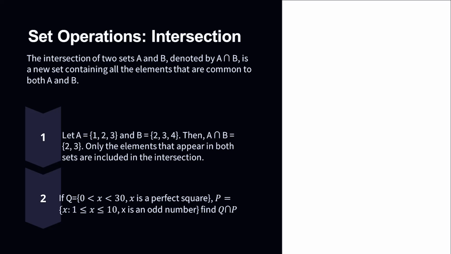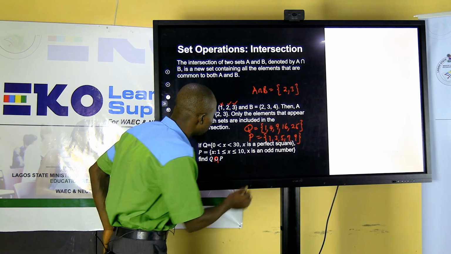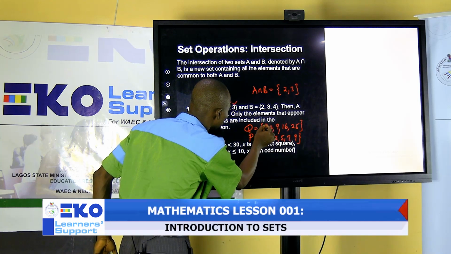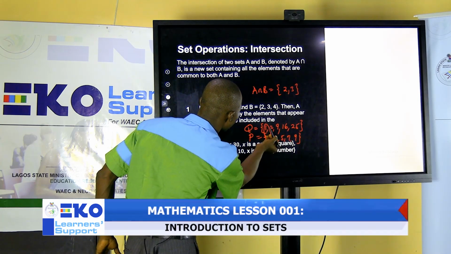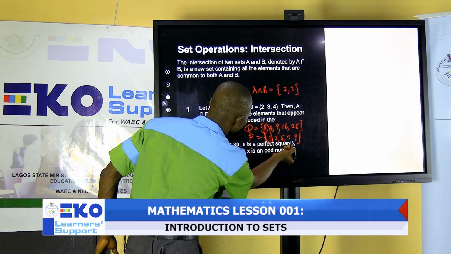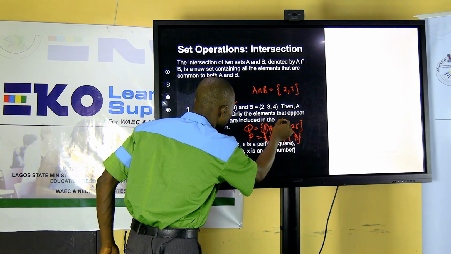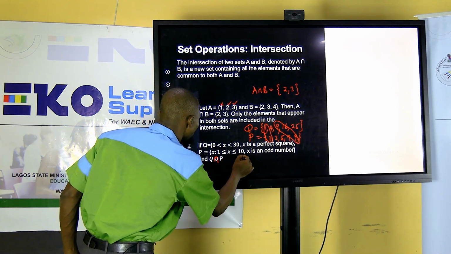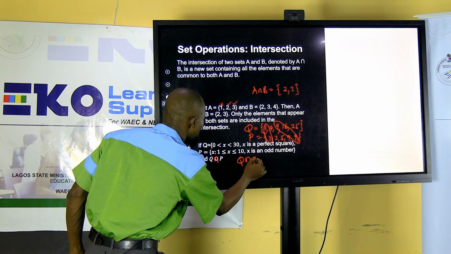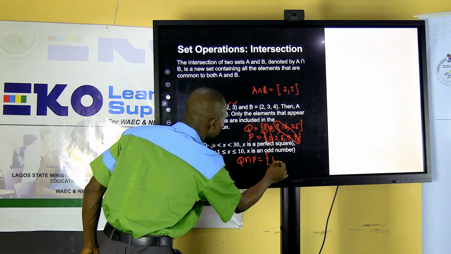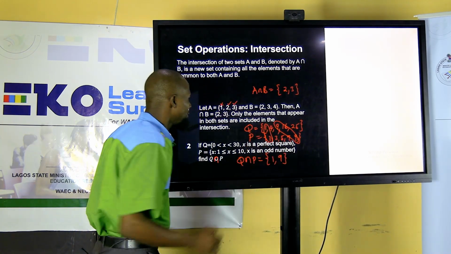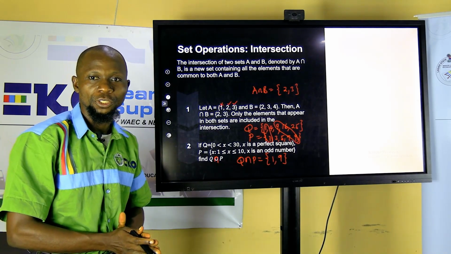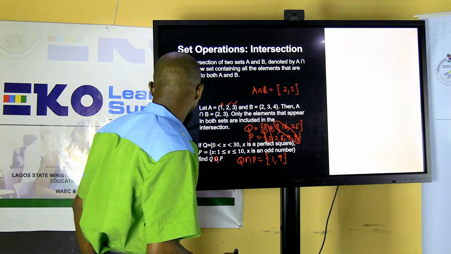From the definition, Q intersection P means elements common to both Q and P. So let's check for that. Yes, 1 is common. 3 is not common. 4 is not common. 5 not common. 7 not common. 9 common. Good, so I think that's all. Hence we say that Q intersection P is 1, 9. So that is what we mean by intersection of two sets.